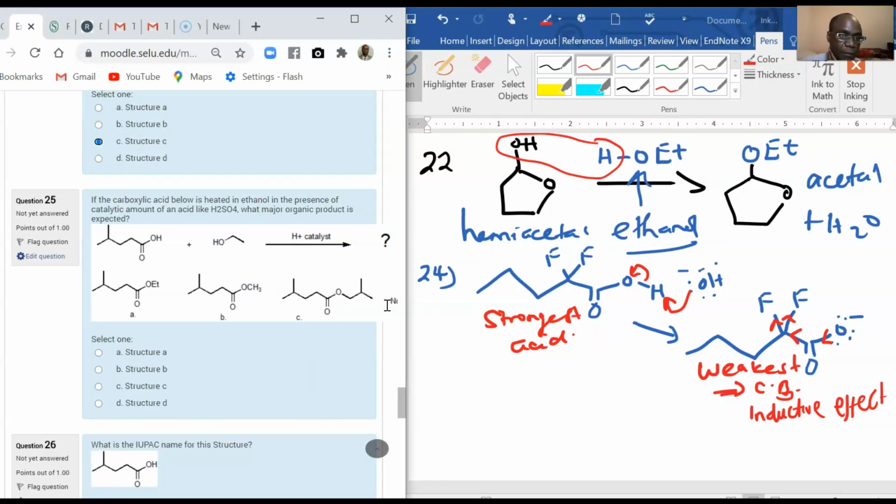If the carboxylic acid below is heated in ethanol in the presence of a catalyst of an acid, like sulfuric acid, what major product is expected?